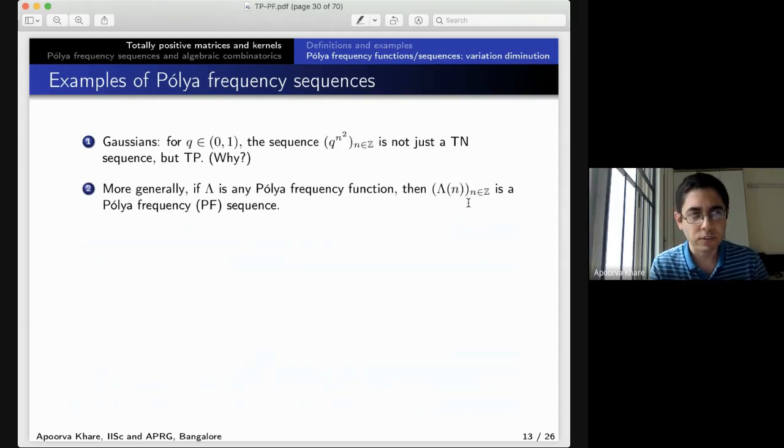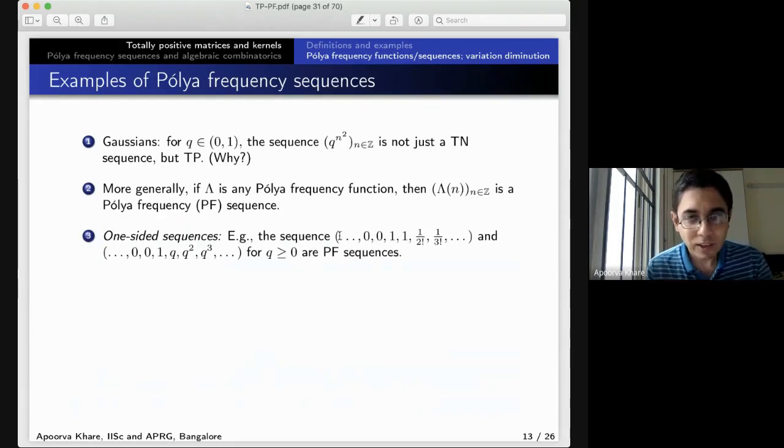That's just obvious. Then there are these things called one-sided sequences, and this is the one that I'm trying to prove for you. This is the sequence where you have zeros until a point, and then the Taylor coefficients of e raised to x. And more generally, you can put gamma to the 0, gamma to the 1, gamma to the 2, gamma to the 3 in the numerators. And the claim is those are also Polya frequency sequences. So I will prove that for you.